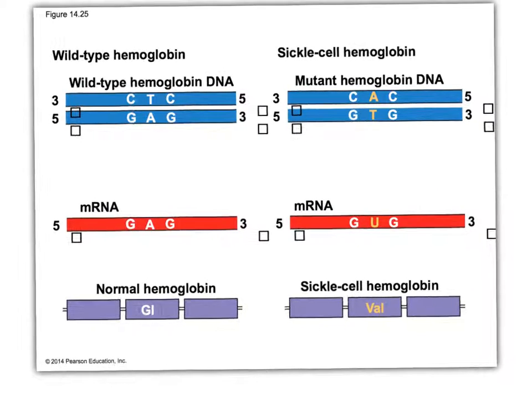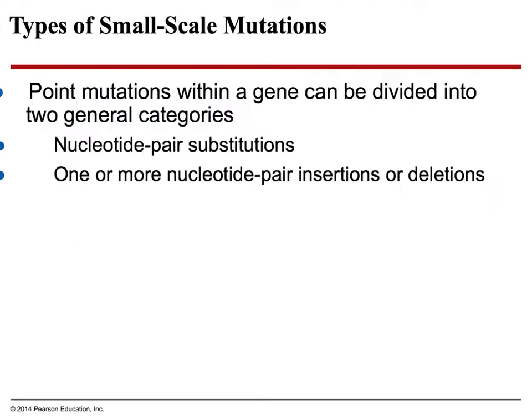This is disruptive, this is your hemoglobin example. You're going from a glycine to a valine, but what that does is that causes sickle cell hemoglobin. It changes the ability of hemoglobin to bind and transport oxygen.